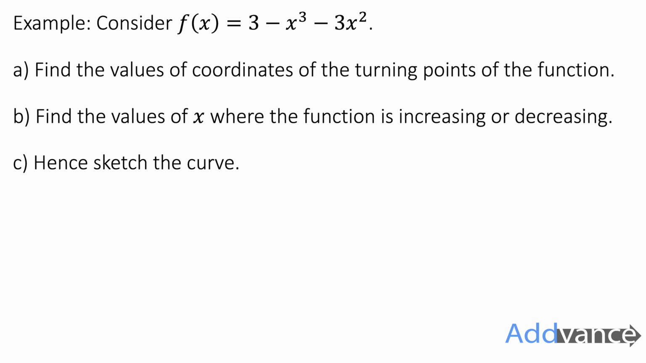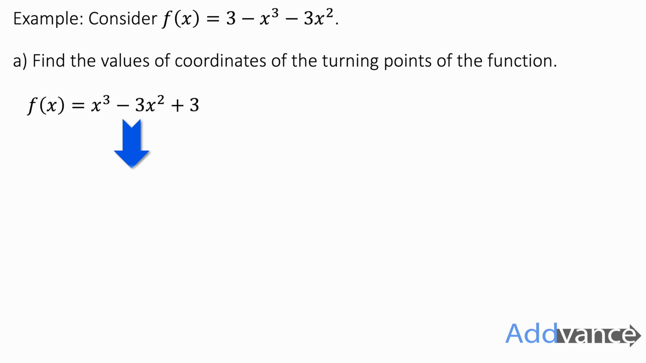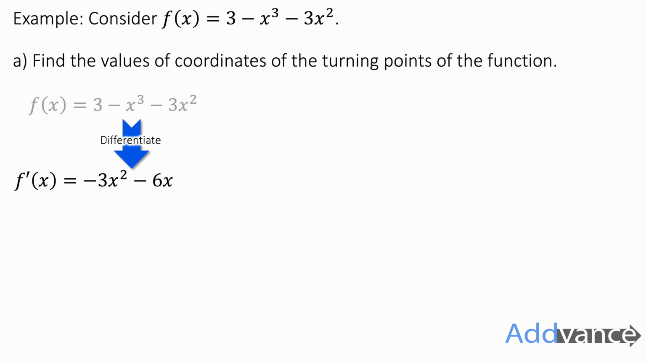Okay, so let's see an exam question on this. Consider f of x equals 3 minus x cubed minus 3x squared. Find the values of the coordinates of the turning points of the function. Find the values of x where the function is increasing or decreasing, and hence we're going to sketch the curve. Okay, let's look at part A first, and we're going to find the turning points of this function.